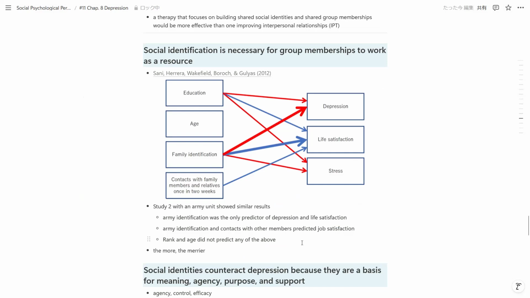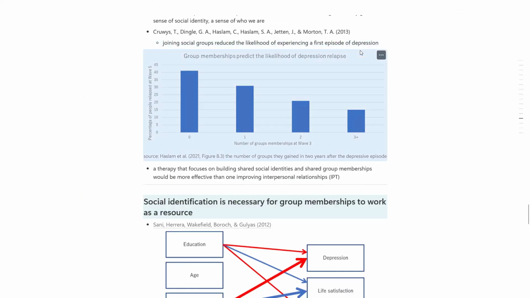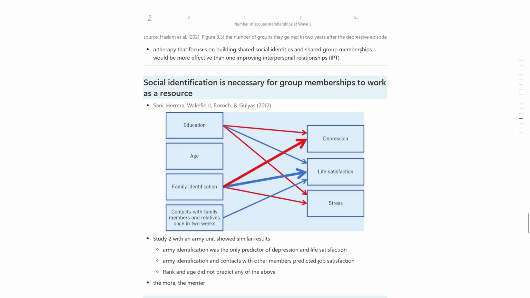To further back up those arguments, I'd like to talk about a few more studies. First, social identification is necessary for group memberships to work as a resource. In this figure, I explained that the more people belong to groups, the less likely they experience depression relapse, so the focus is more on the number of groups. But in order for groups to function as a resource, individuals have to identify with each group.